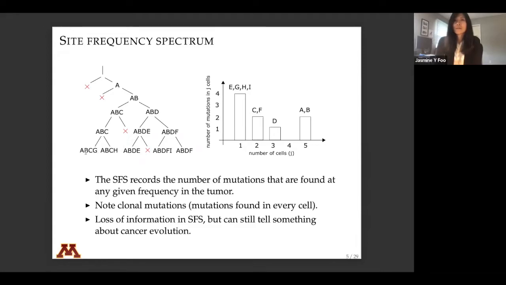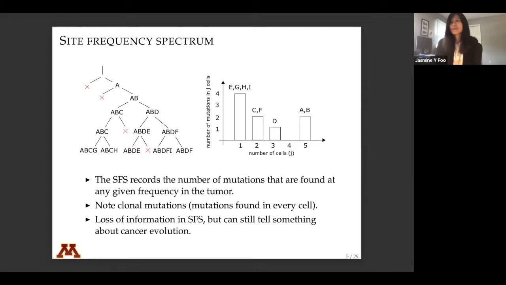And at the end, when the tumor is sequenced, it looks like this in the last row. And the site frequency spectrum is constructed from this single point sequencing analysis of the sample, and it records the number of mutations that are found at any given frequency in the tumor. So here, this would be the site frequency spectrum. There are 4 mutations, E, G, H, and I, that are found in exactly one of these cells, 2 mutations, C and F, that are found in exactly two of the cells, and so on.